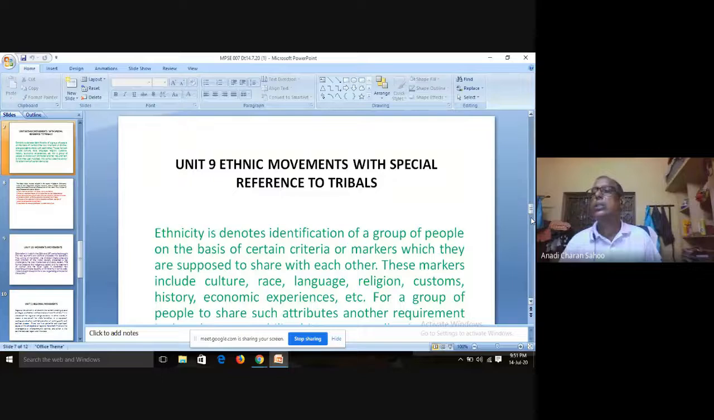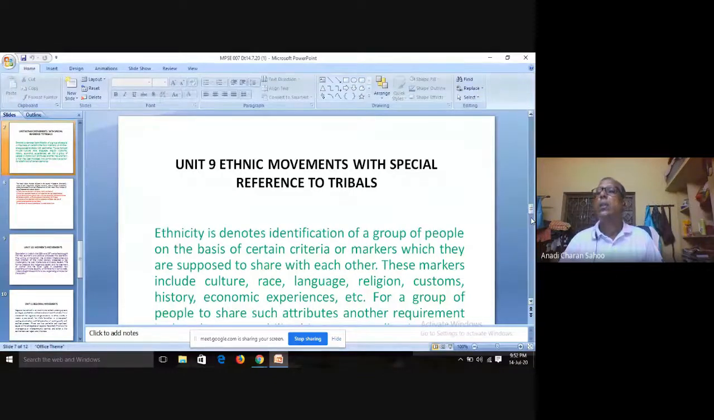like insurgency, protection of the culture and economy of the sons of the soil from outside exploiters, secessions from the Union of India, autonomy movements, demand for a separate state and everything.